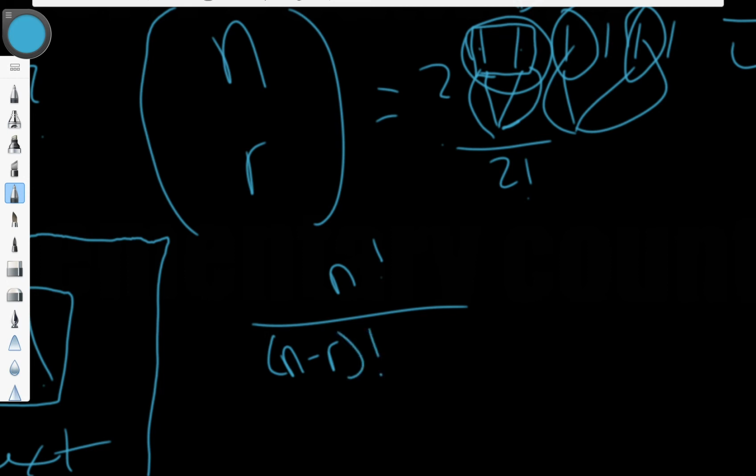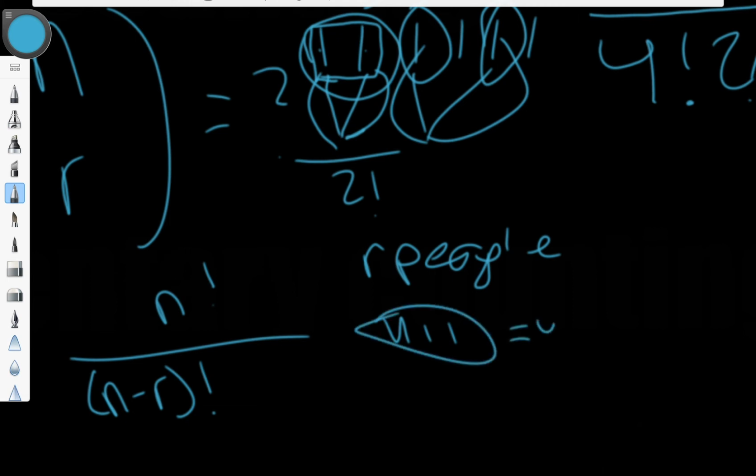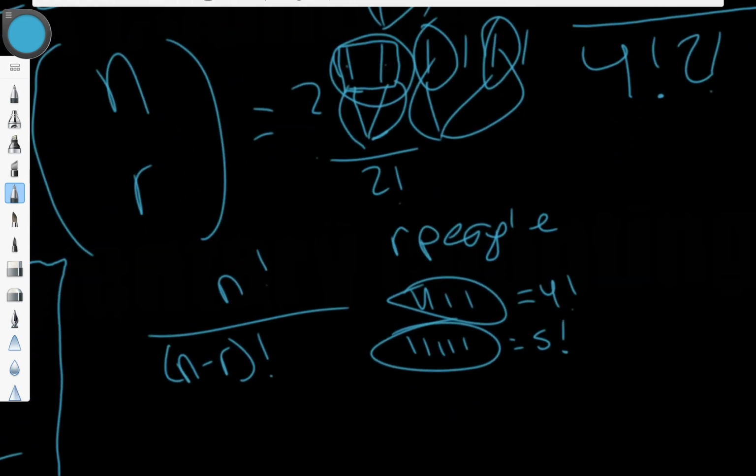Now let's think here. We have N people, right? We are picking R of them. In a permutation, those R people can be arranged in how many ways? Well, this is quite simple. It's the same, right? We have R people. How many ways can we arrange them? Well, 4 people, you have 4 factorial ways. 5 people, 5 factorial ways. R people, R factorial ways.